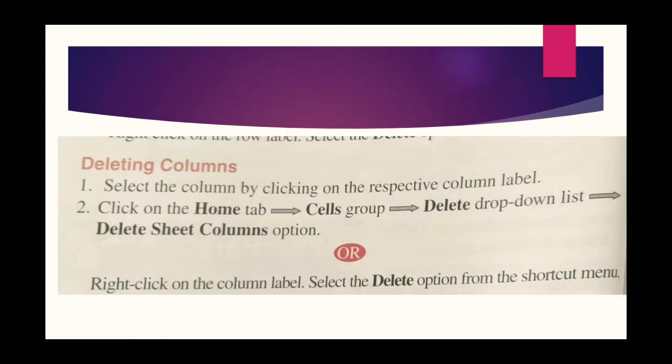Deleting columns. Select the column by clicking on the respective column label. Click on the Home tab, then Cells group, Delete drop-down list and the Delete Sheet Columns option. Or right-click on the column label and select the Delete option from the shortcut menu.